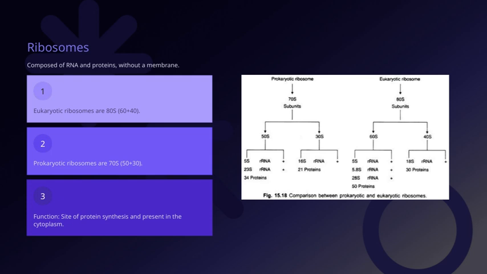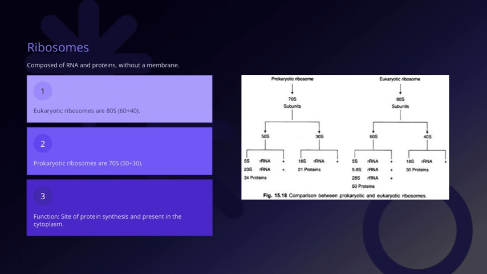When we look at prokaryotic ribosomes, they are classified as 70S, which means they are made up of two subunits, a 50S large subunit and a 30S smaller subunit. This combination is a key feature that distinguishes prokaryotic cells from eukaryotic ones.